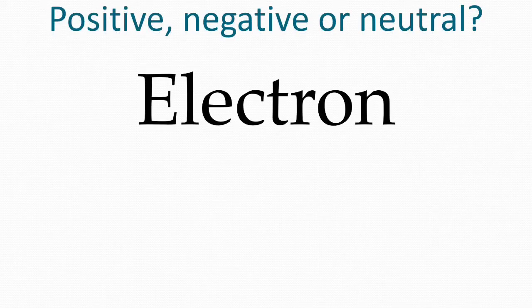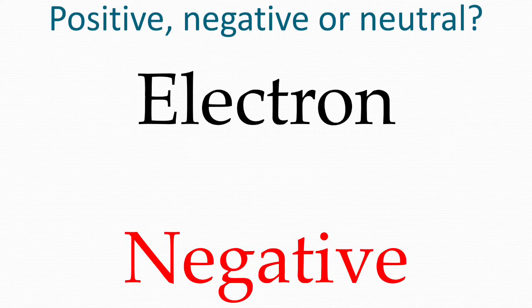Is an electron positive, negative or neutral? You don't have to write it down, just say it out loud is fine, and if you're not sure you can pause the video while you decide. Electrons have a negative charge.